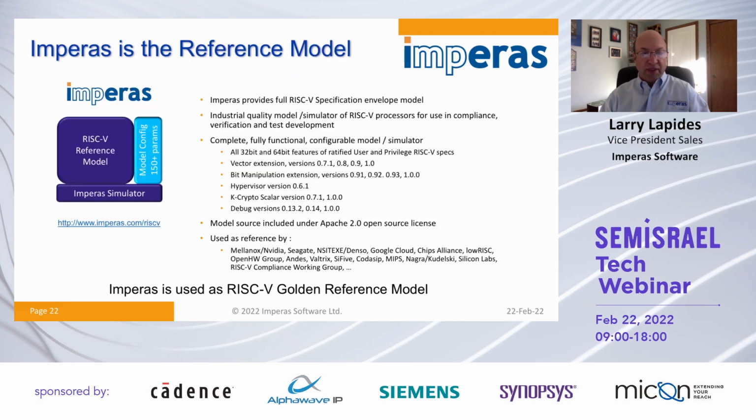Just to provide a bit more detail here, this is the architecture of the reference model, which actually has the reference model itself built with a set of APIs and the Imperas simulator engine. And then there's the ability to configure the model to support the extensions that you're using, the versions of the extensions, various other implementation-specific details. Over 150 different parameters are available to configure the reference model. And these reference models are open source, provided under the Apache 2.0 open source license.